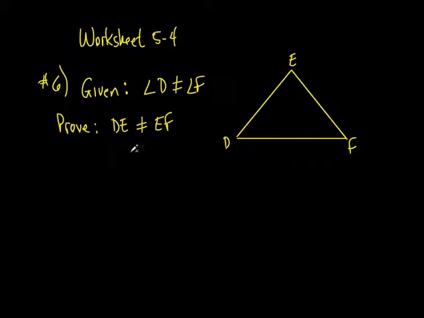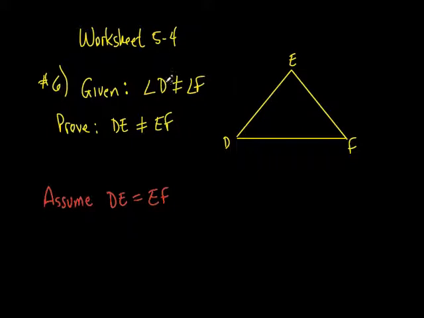So let's do this. What do we assume? We assume the opposite, right? So we're going to do some writing here. What are we trying to prove? We're trying to prove that DE is not equal to EF. So we assume the opposite. So let's assume that DE is equal to EF. If we can come to a contradiction, then what we assumed in the first place will be false, and that means what we're trying to prove is actually true.